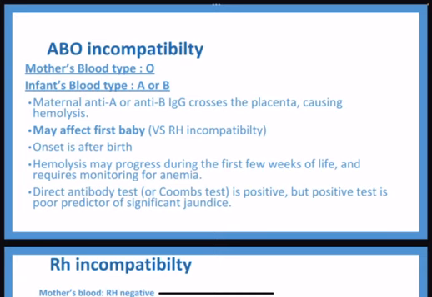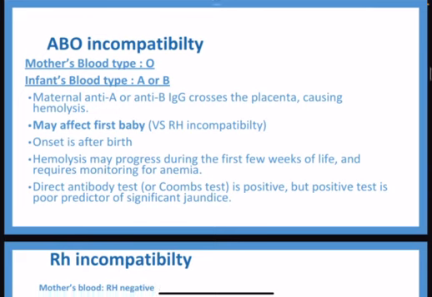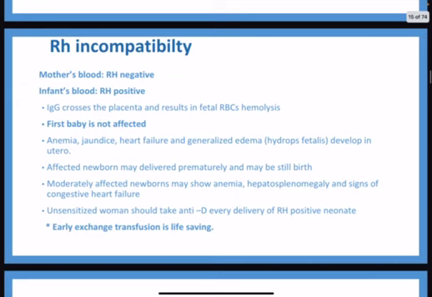Now, RH incompatibility. This is when the mom is RH negative, so she does not express the RH protein, and the baby is RH positive. Again, during pregnancy you see fetal maternal hemorrhage, and this will lead to the production of antibodies.